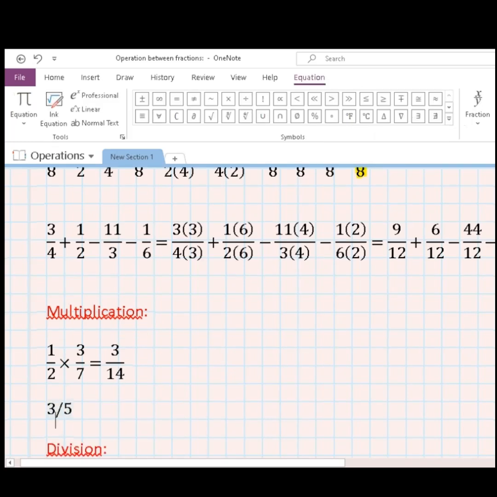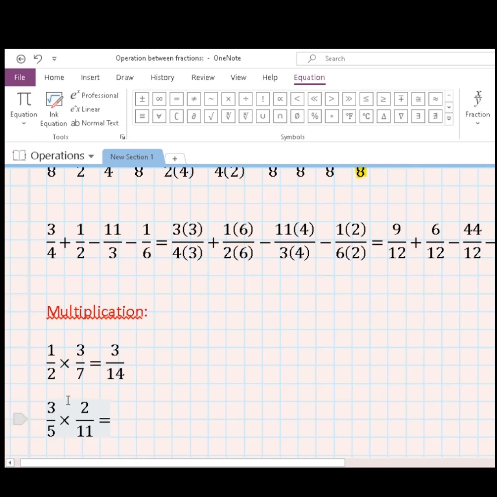3 over 5 times 2 over 11. Okay, try it by yourself. 5, 4, 3, 2, 1. Okay, excellent. And then we are going to do the same process.